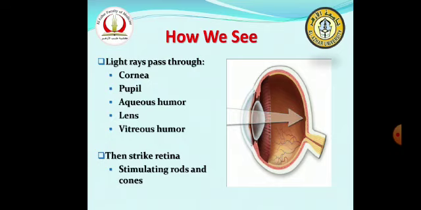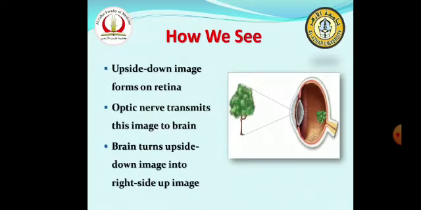How we see. Light rays pass through the cornea, pupil, aqueous humor, lens, and vitreous humor, then strike the retina, stimulating rods and cones. An upside-down image forms on the retina, and the optic nerve transmits this image to the brain, so the brain turns the upside-down image into a right-side-up image.